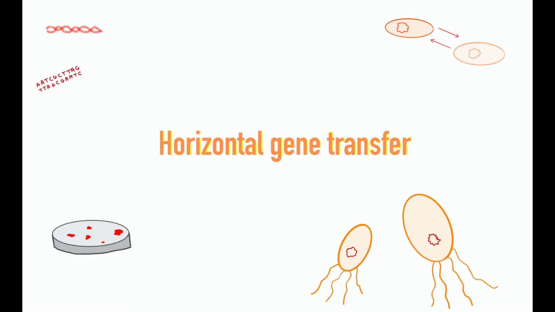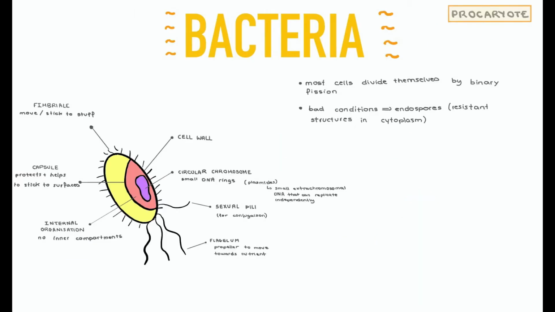So, what is horizontal gene transfer? It is any transfer of genes between individuals that have no parental linkage. Now, this mainly occurs in bacteria, so these are the organisms I want to talk to you about today.